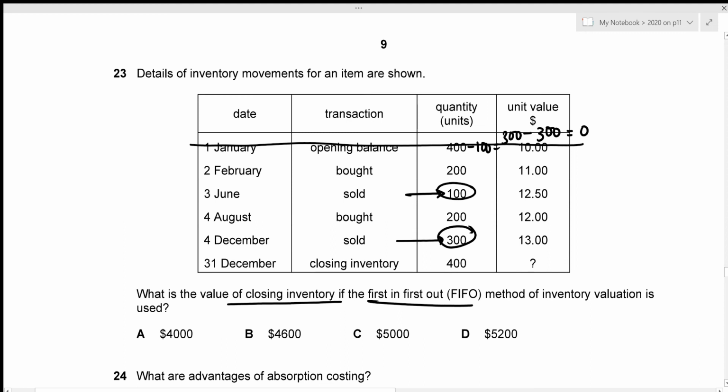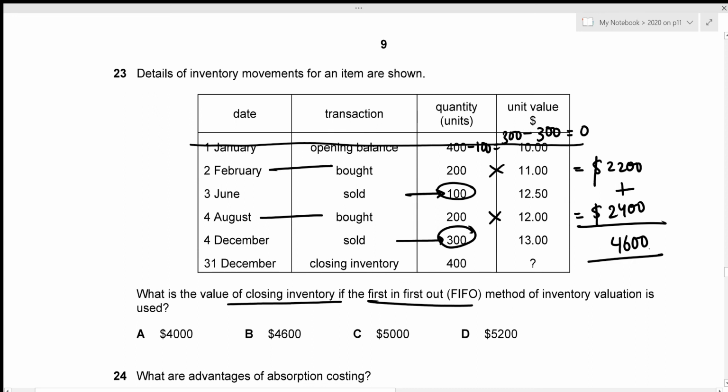So the closing inventory value is just the value of the goods that we bought which are yet to be sold, which in this case is going to be the goods bought on 2 February and goods bought on 4 August. So the total inventory value for the goods bought on 2 February is 200 times the rate per unit, which is 11. So that gives 2,200. And for the date of 4 August, that's the number of units of 200 and the unit value of 12. So that's 200 times 12, which results in 2,400. So the total inventory valuation is 2,200 plus 2,400, which results in 4,600.